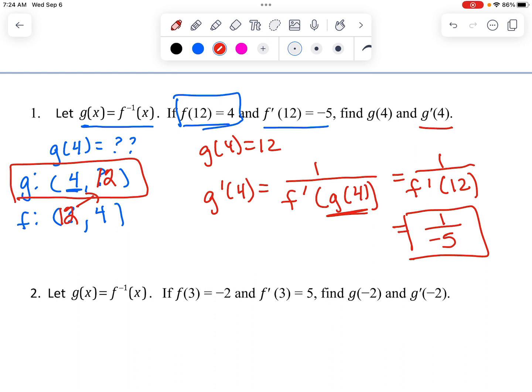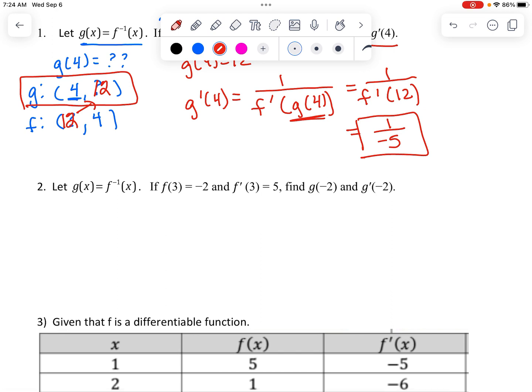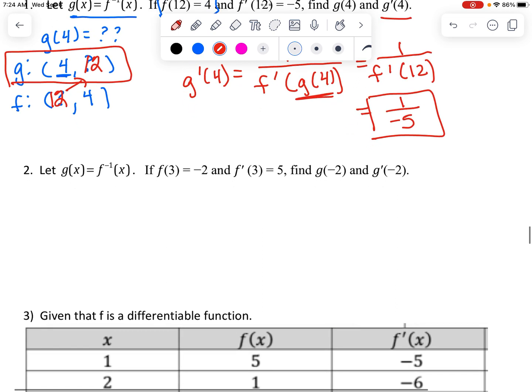Again, the idea is you can find the derivative of the inverse function without actually knowing the inverse function equation. Okay? So pause the video, try number 2 on your own, and then check it.